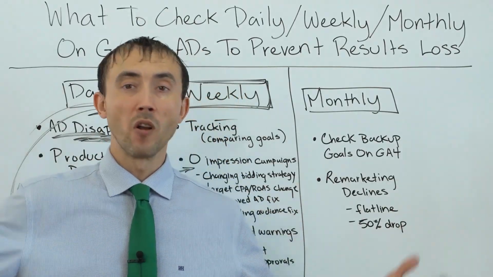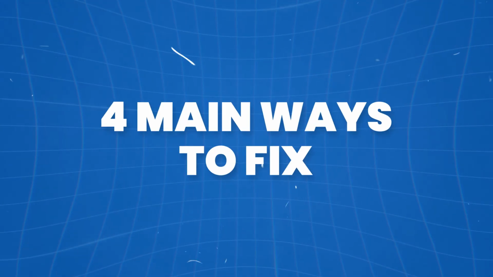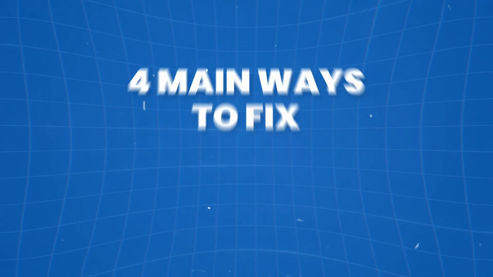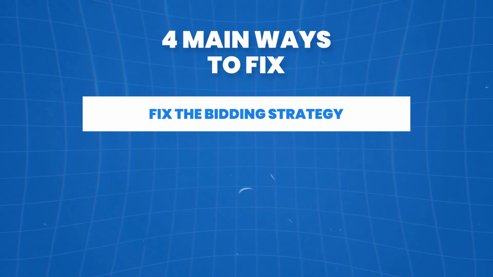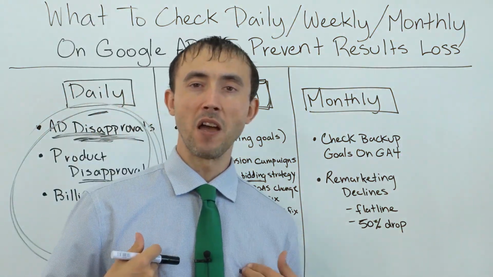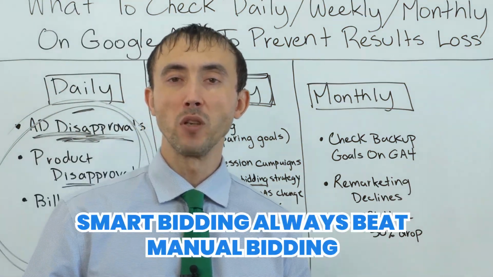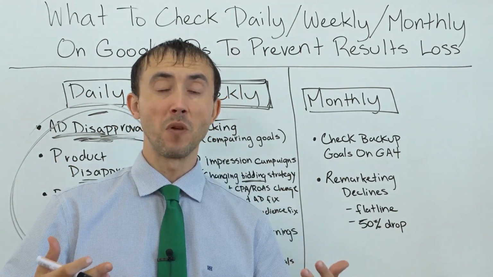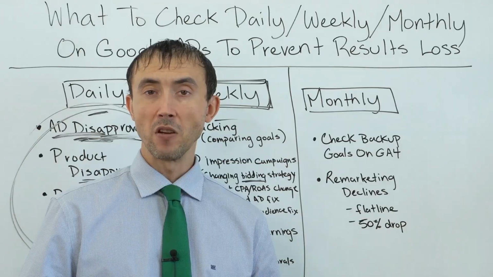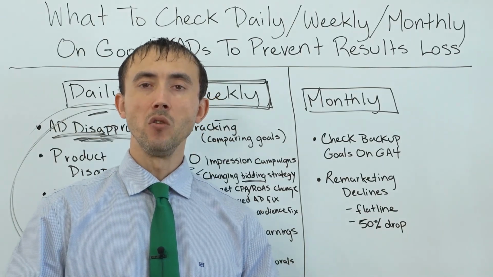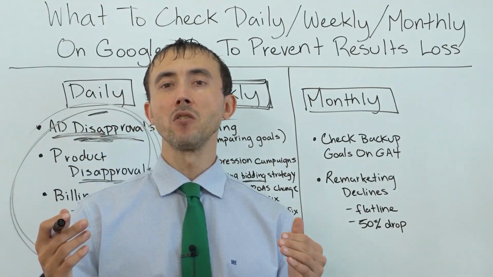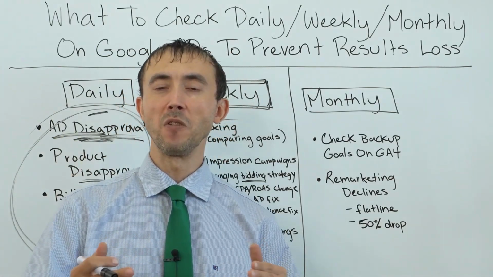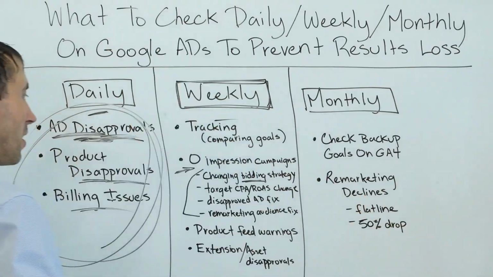And you may be wondering, well, what do I do if that happens? Here are the 4 main ways that you're going to fix the issue. First of all, you fix it by changing the bidding strategy. A lot of people take my advice, and they should, that smart bidding will always beat manual bidding in today's environment. I'll admit that. I didn't admit it for a long time, but it's been that way for about 4 or 5 years now. With that said, if you set your smart bidding up wrong, it'll tank your conversions. And if you've done that recently, you may have to go back to manual bidding.